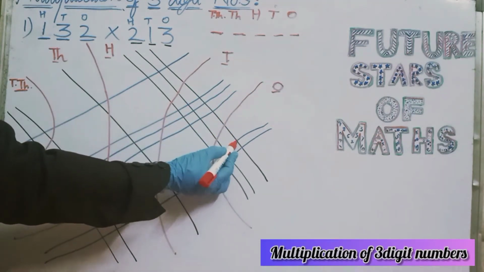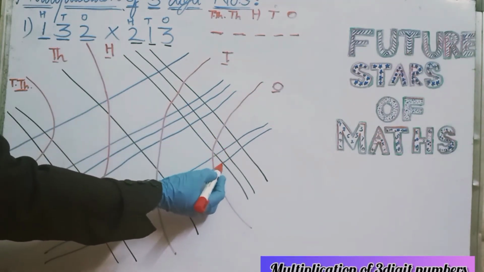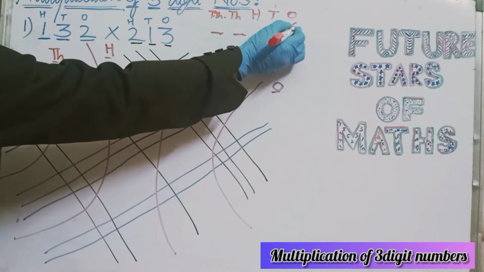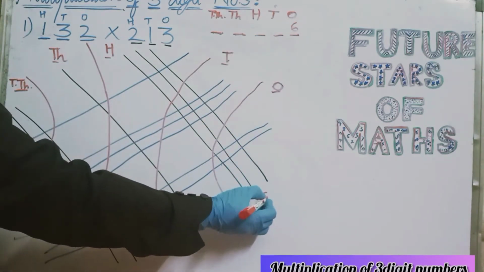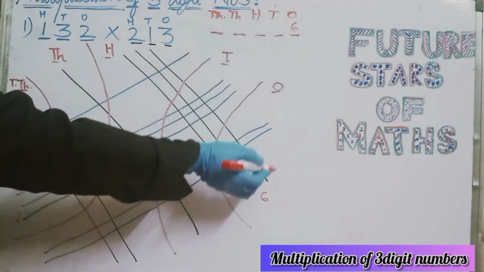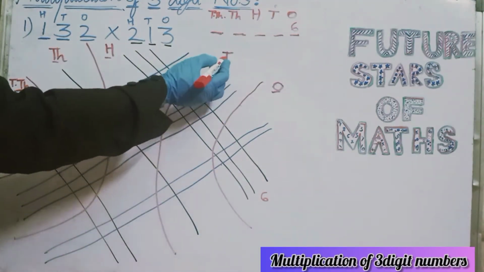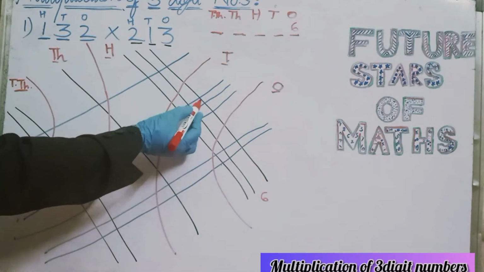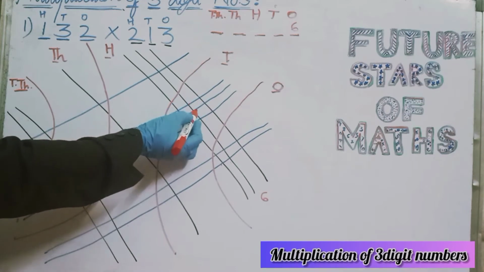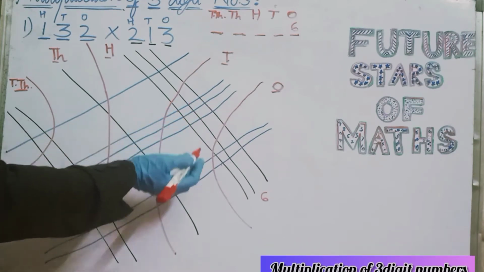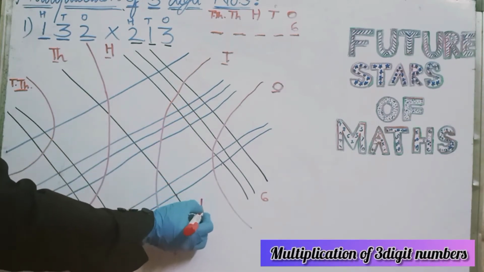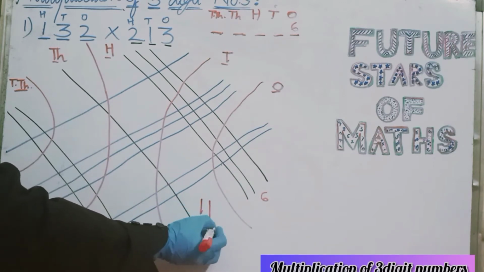In ones place: 1, 2, 3, 4, 5 and 6. So I'll write 6 over here. Since 6 intersecting points are there, I'll write 6 in ones place. Now I'll count for tens place: 1, 2, 3, 4, 5, 6, 7, 8, 9, 10, 11. So I got 11 as the answer.